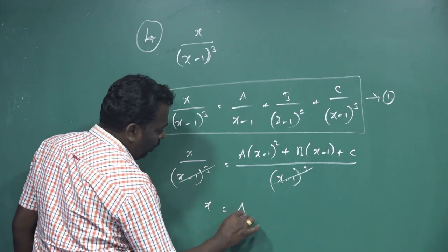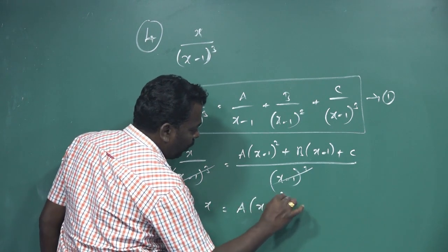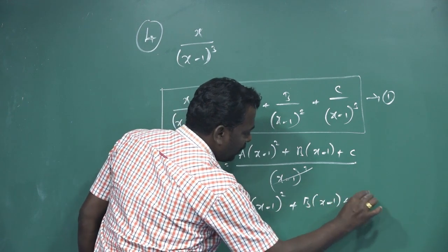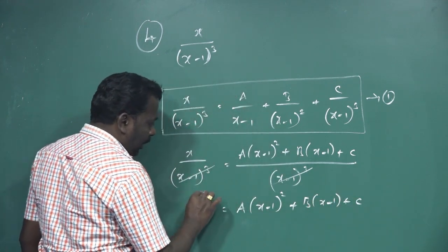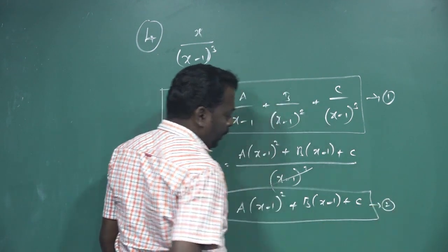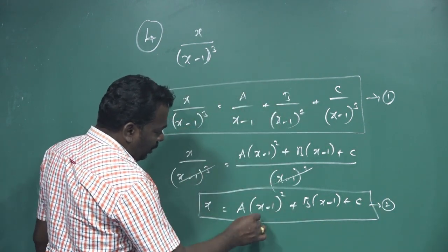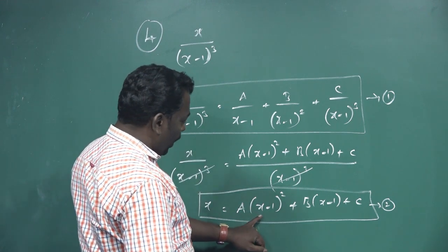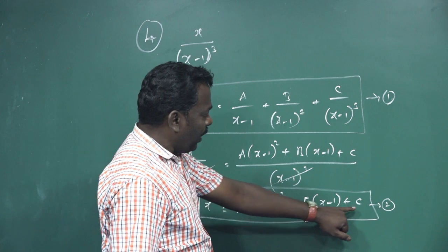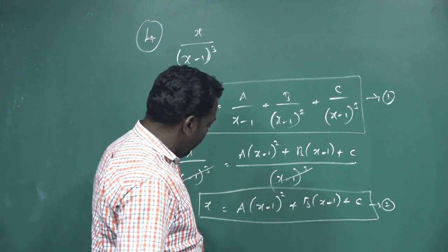Therefore x is equal to a into x minus 1 whole square plus b into x minus 1 plus c. Now this equation we call equation 2. From this equation we substitute x value equal to 1, and the a term and b term are cancelled, so it will be possible to find out the value of c.